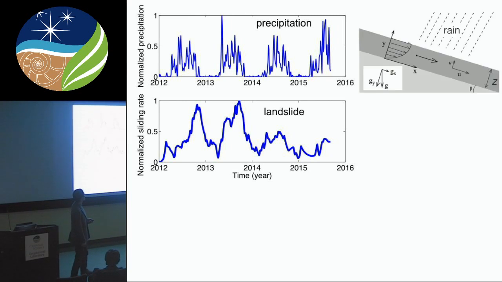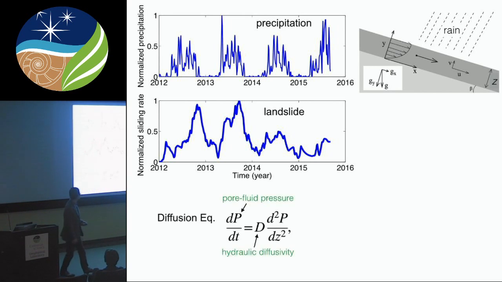So we use this model that we assume there's precipitation on the surface, and then the water will infiltrate downward. So when the infiltration hits a sliding surface, it will increase the pore-fluid pressure, and then that will drive the velocity to move faster. So this can be explained by using a 1D diffusion equation. So it's a really simple 1D diffusion equation. P here is the pore-fluid pressure, T is time, Z is the depth, and D is the hydraulic diffusivity.